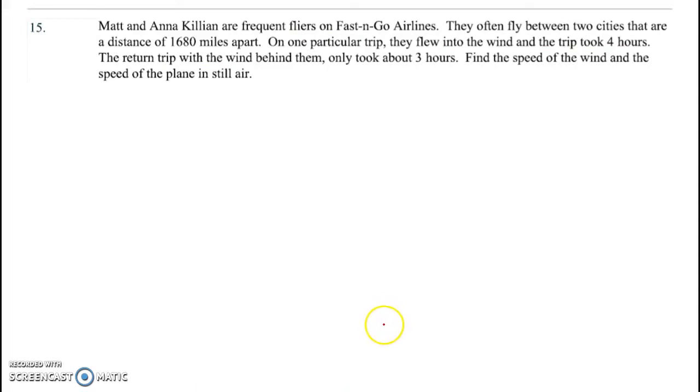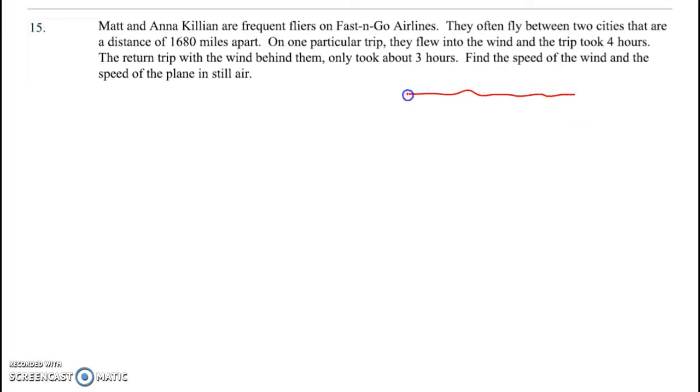Okay, number 15. Matt and Anna Killian are frequent flyers on Fast and Go Airlines. They often fly between 2 cities that are a distance of 1,680 feet apart. On a particular trip, they flew into the wind and the trip took 4 hours. The return trip with the wind behind them took only 3 hours. Find the speed of the wind and the speed of the plane in still air.